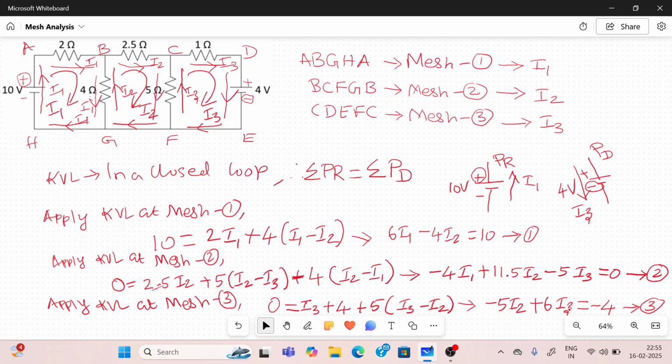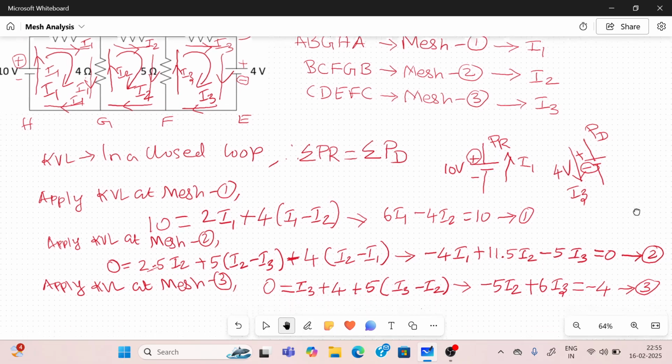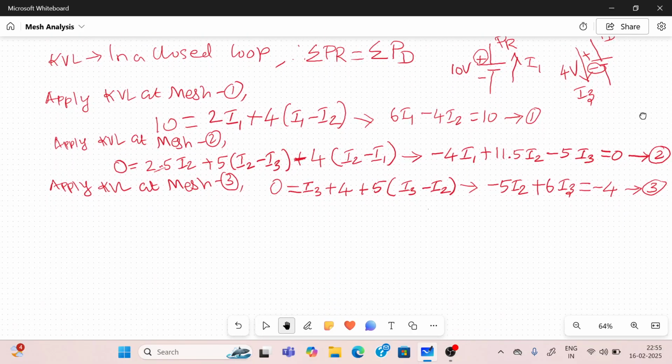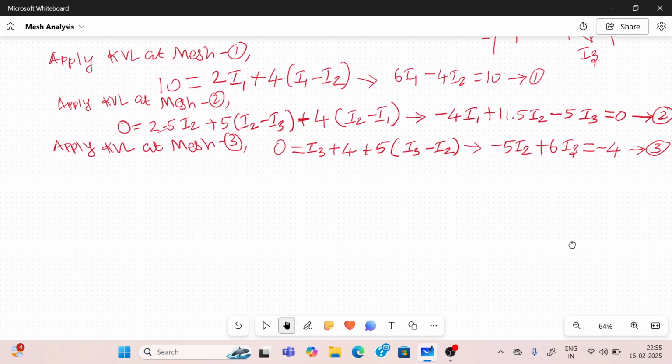Now by solving equations 1, 2 and 3, we get I1, I2, I3. So what are the equations? Let me write them down here. 6 I1 minus 4 I2 plus 0 I3, there is no I3, which is equal to 10. This is equation number 1.